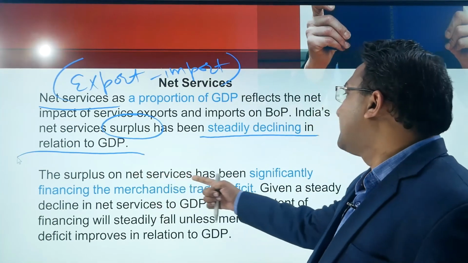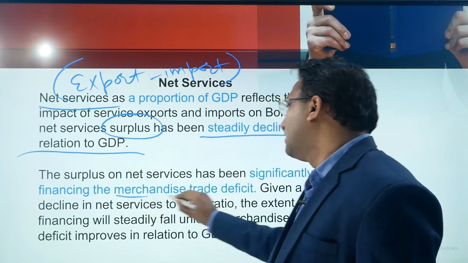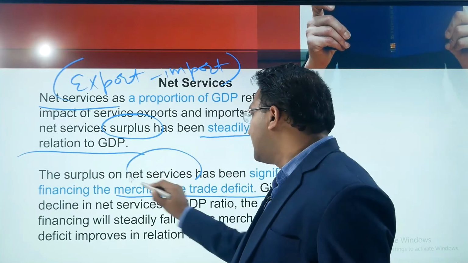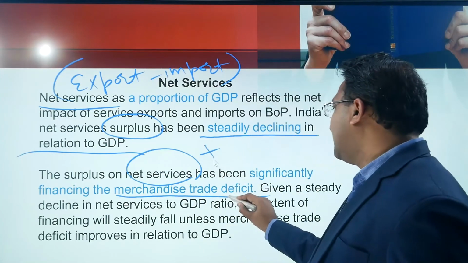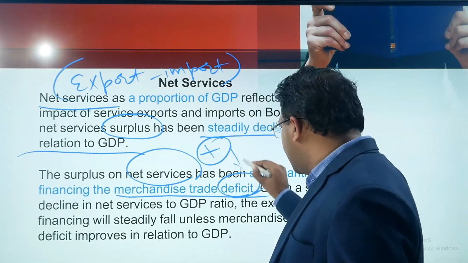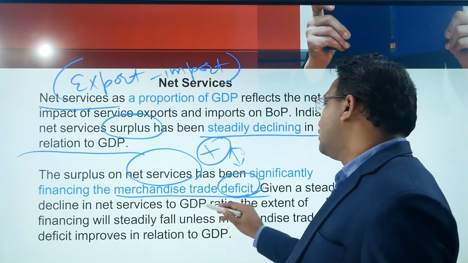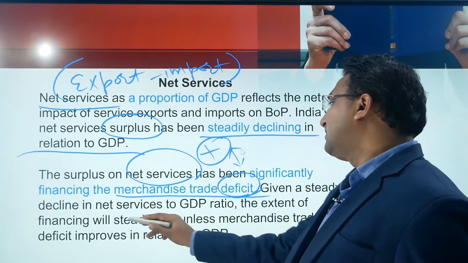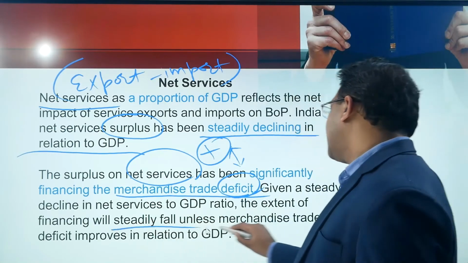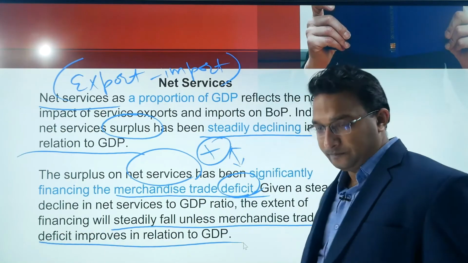The surplus on net services has been significantly financing the merchandise trade deficit, right? So on net services there is a surplus, in merchandise trade there is a deficit. So this surplus has been compensating this deficit. Given a steady decline in the net services to GDP ratio, the extent of financing will steadily fall unless the merchandise trade deficit improves in relation to GDP.